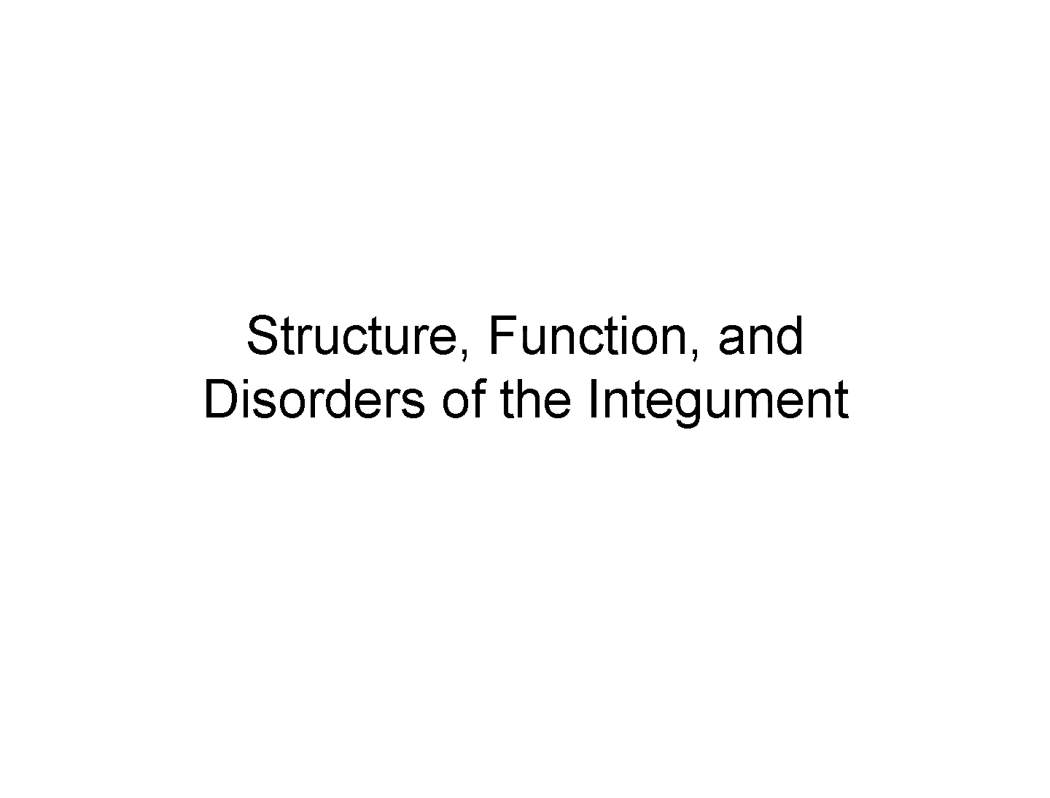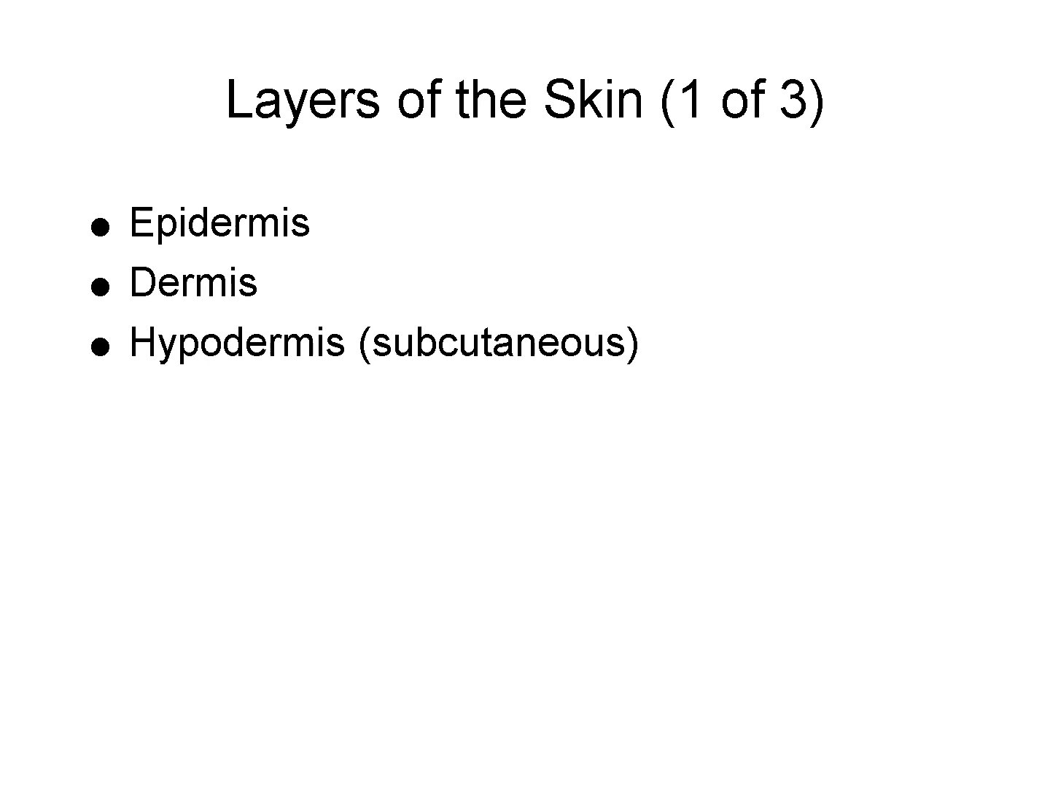Structure, function, and disorders of the integument. The skin is composed of three primary layers: the epidermis, the dermis, and the hypodermis. The epidermis is the thin, outermost layer responsible for protection and barrier function. Beneath it lies the dermis, which houses blood vessels, nerves, and connective tissue. The deepest layer, the hypodermis, contains fat and connective tissue that insulate and cushion the body.